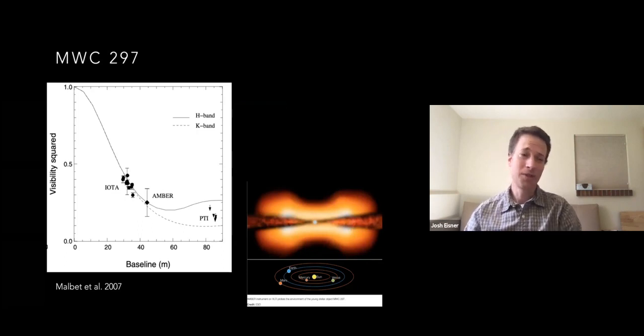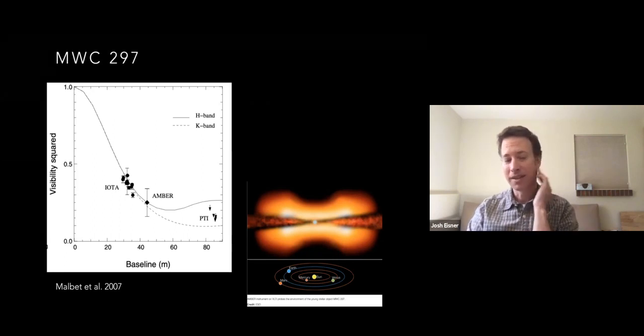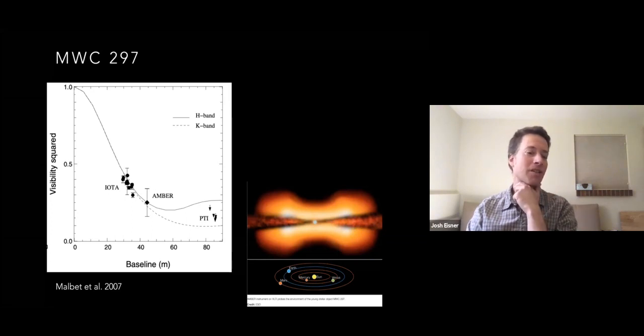So here on the left, I've shown you the data on which that model was based. This is visibility amplitude squared on your y-axis versus baseline length on the x-axis. So these are basically just the amplitudes, not phases, not closure phases, so not great imaging. And then these curves are showing you the prediction of face-on models in the K-band and the H-band. And the fits are pretty decent to face-on models, right? So it looks more or less like a face-on disk.